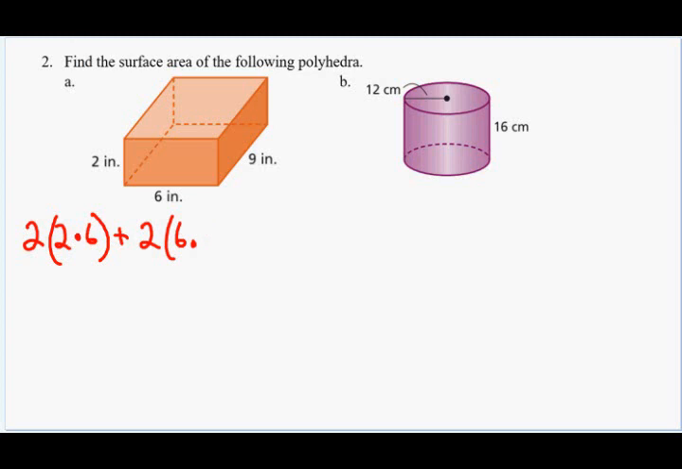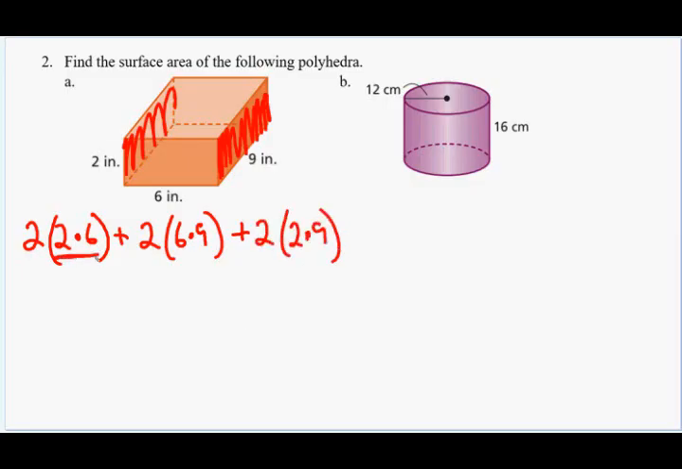That's supposed to be a multiply. 6 times 9. And then let's see the left and right side. This side here would be 2 by 9, and this side here would be 2 by 9. So we have 2 by 9s. So what's this going to multiply to? 12?